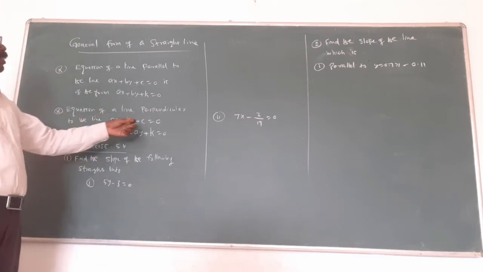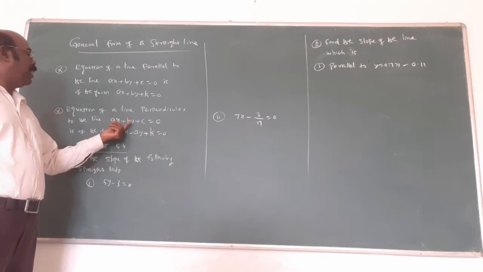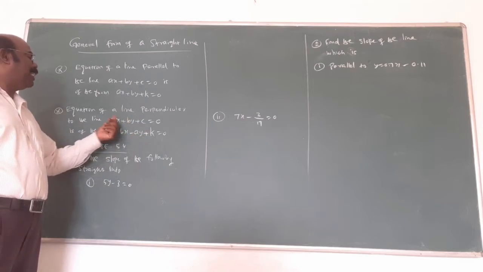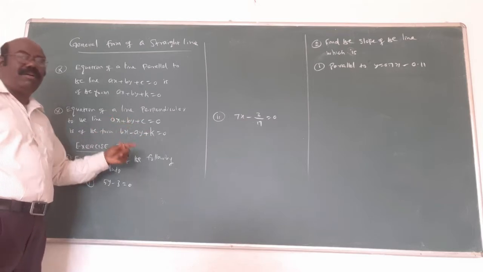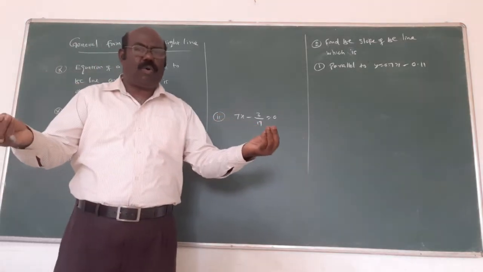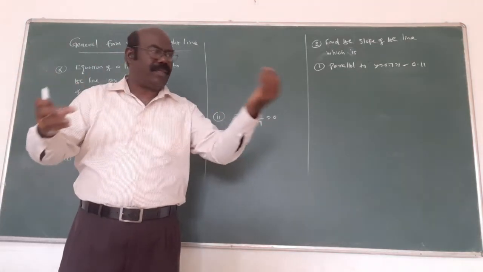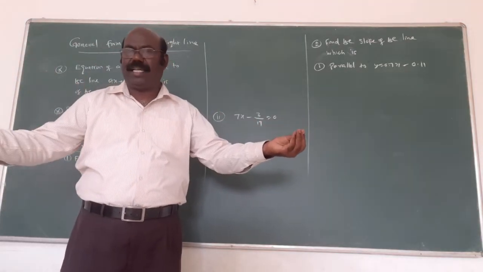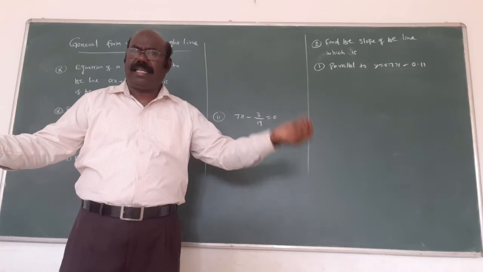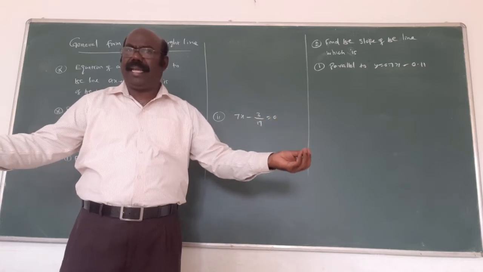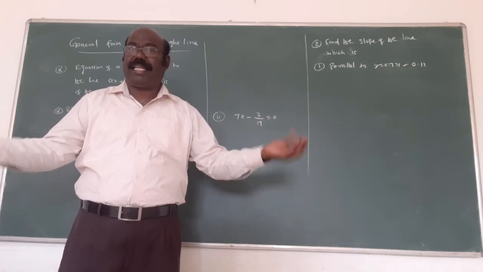Each of the lines perpendicular to the line ax plus by plus c equal to 0 is of the form with some constant k. But here, consider the coefficients of x and y, a and b. Interchange the coefficients of x and y. If a is there, if b is there, what is the coefficient? A and b interchange.